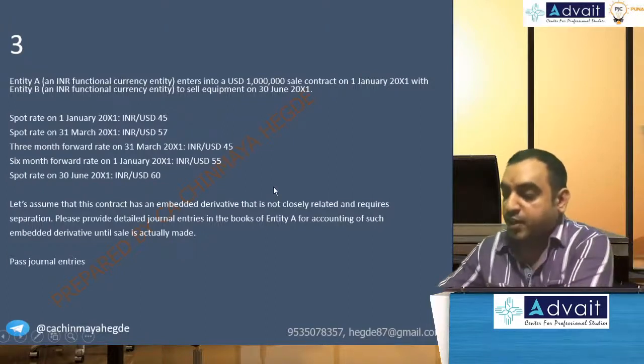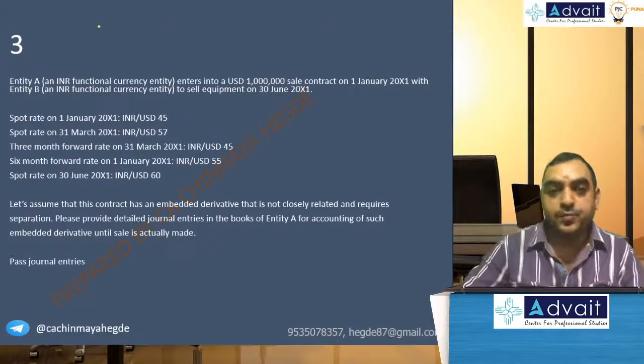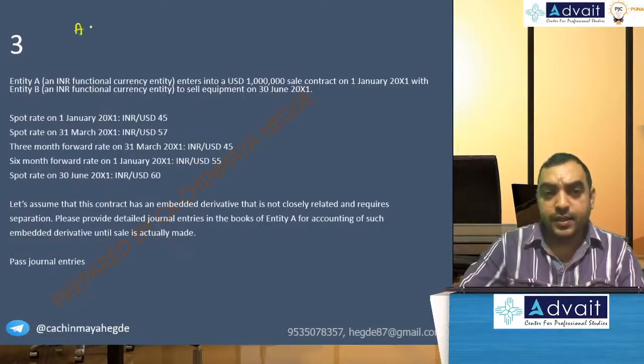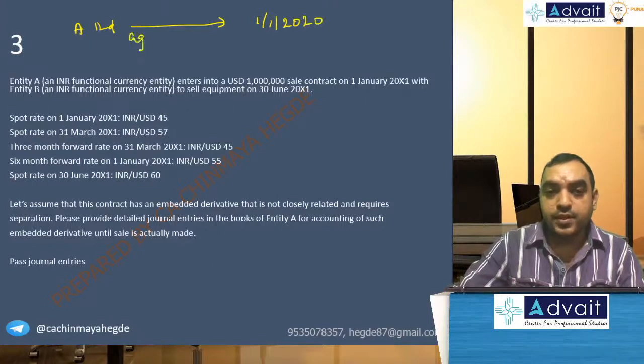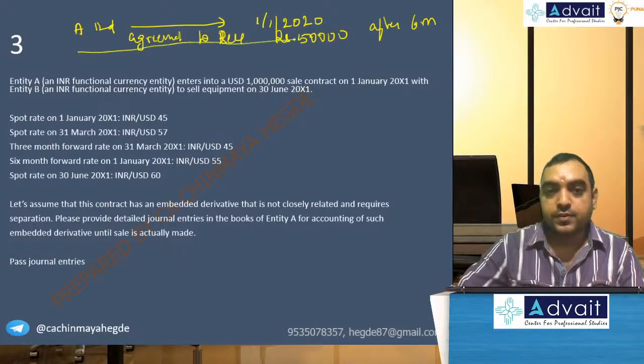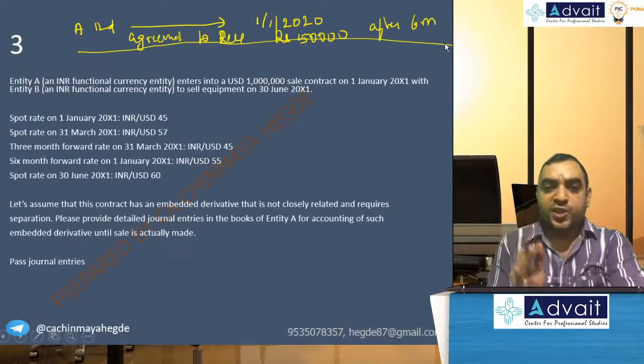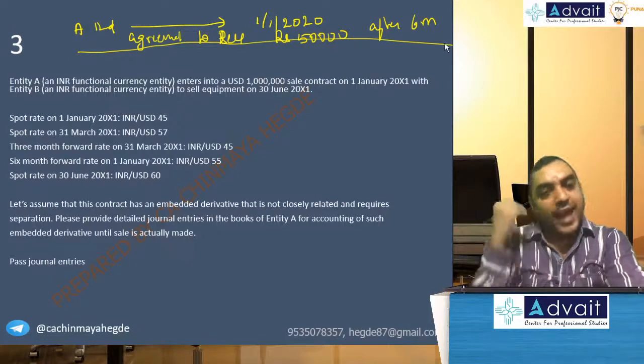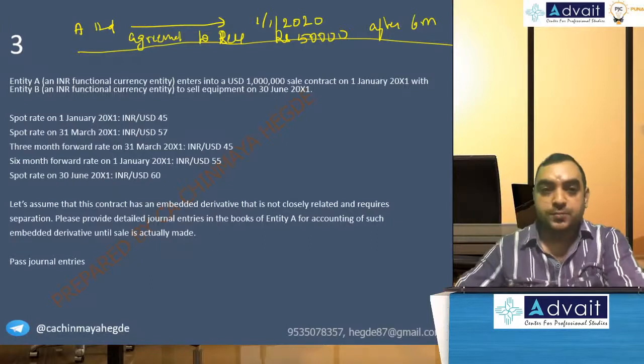Now first let us understand one basic concept. Let's say A Limited entered into an agreement on 1st of Jan 2020 to sell something, let's say at rupees 50,000 after 6 months. So today you enter into an agreement to sell after 6 months at rupees 50,000.